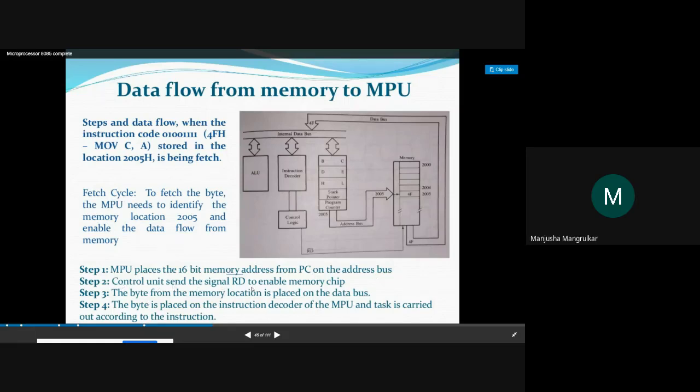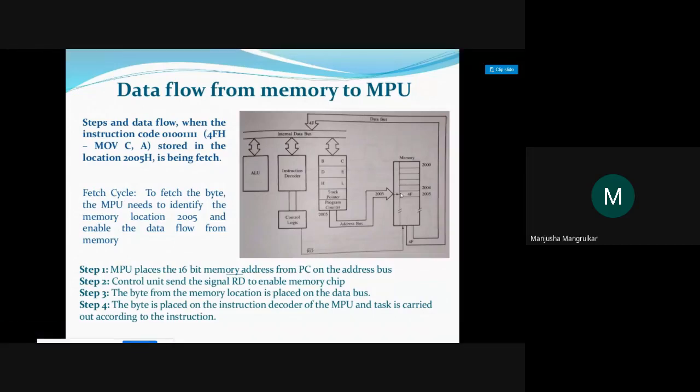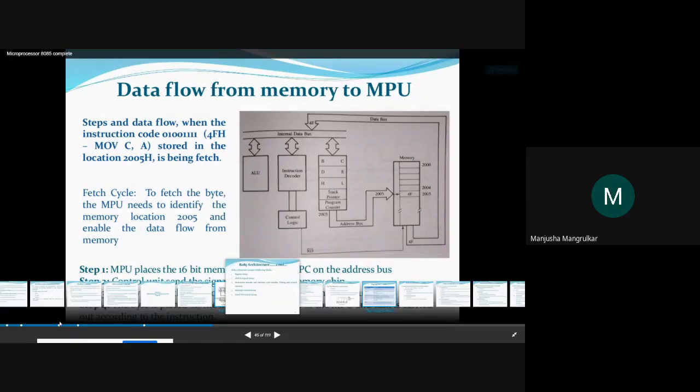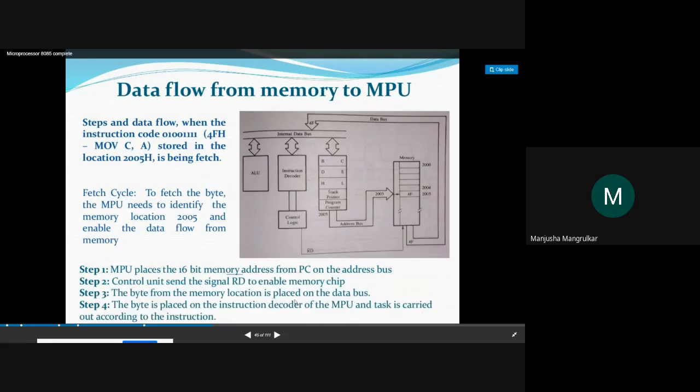Second step is the control unit sends the RD signal to enable the memory chip. RD is active because you have to read. IO/M bar is also 0, that is, you are performing the operation with the memory. The byte of the memory location is placed on the data bus.